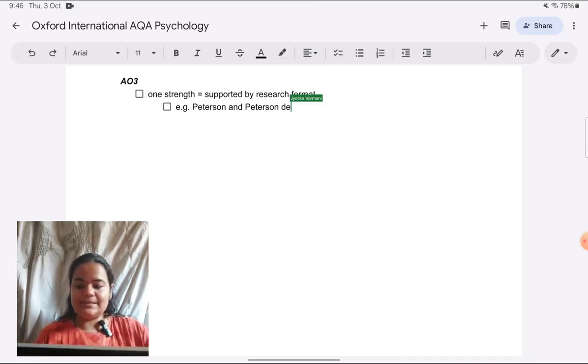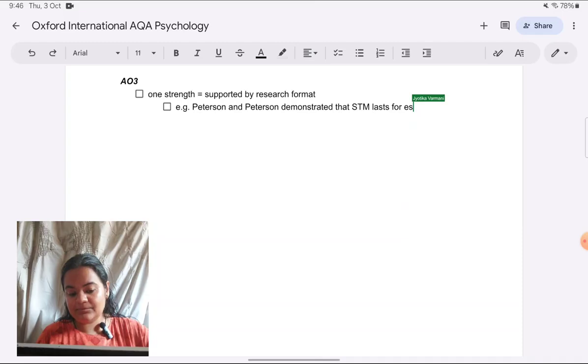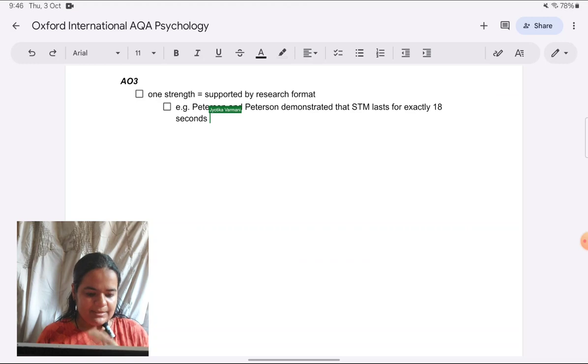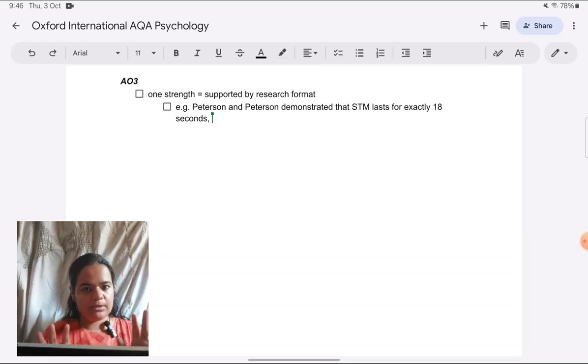Peterson and Peterson demonstrated that short-term memory lasts for 15 to 20 seconds. In their study, it was exactly 18 seconds. So we need to be relevant to the study. Sorry, I was not supposed to write 15 to 20. I should write 18 seconds. Also, it cannot be completely devoid of the task. Just because I don't have scope enough to cover the procedure does not mean I will not talk about the task at all which was done in the study. How they demonstrated it, briefly, in 1-2 lines I will explain.